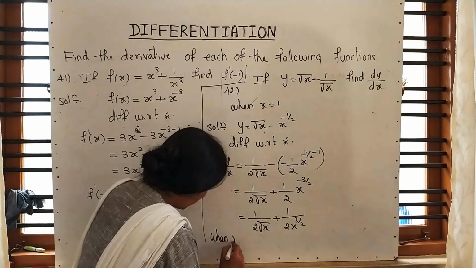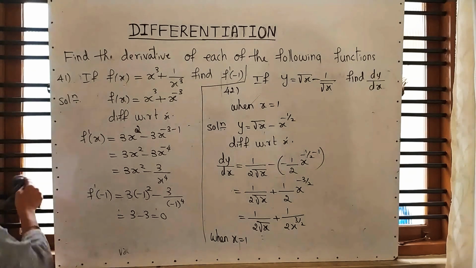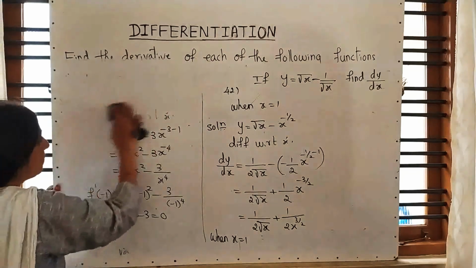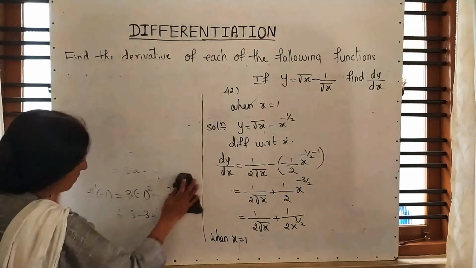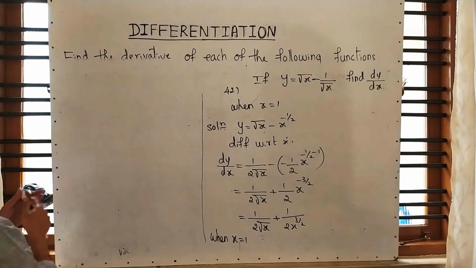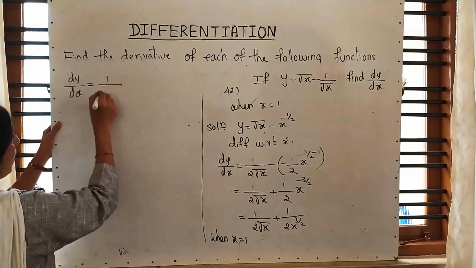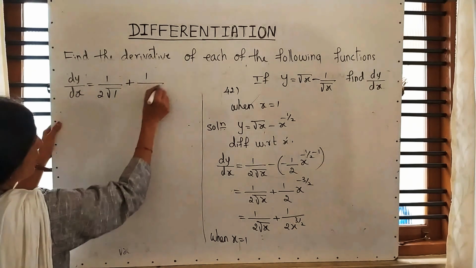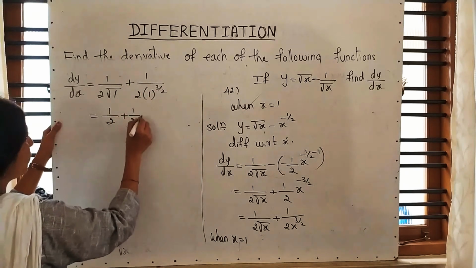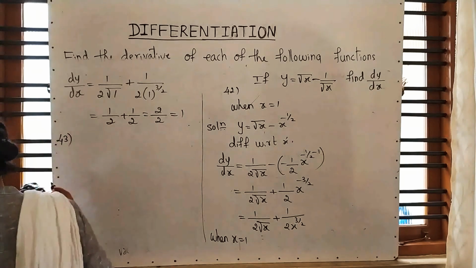When x is equal to 1. That means after differentiation, wherever x is there, you have to write 1. It is 1 upon 2 root 1 plus 1 upon 2 into 1. 1 by 2 plus 1 by 2 is 2 by 2. That is 1. Question number 43.